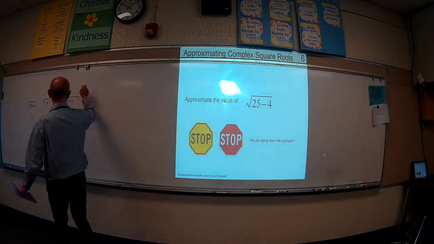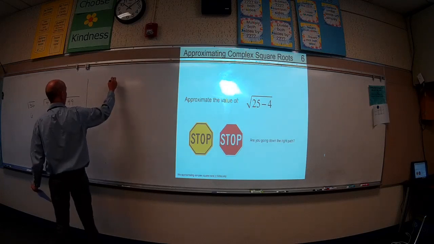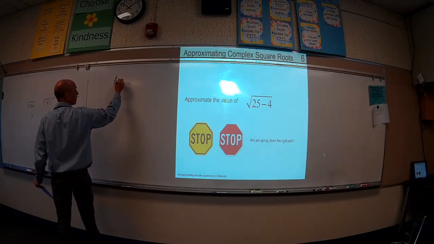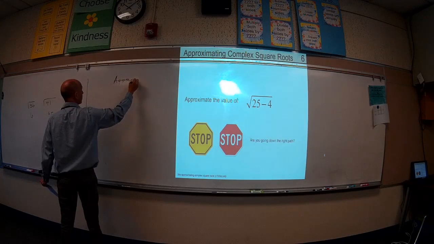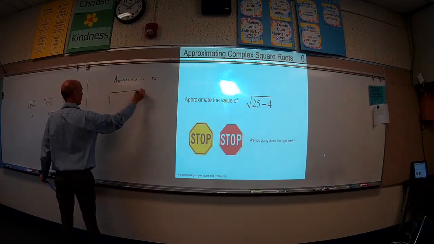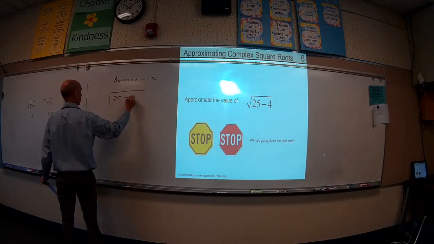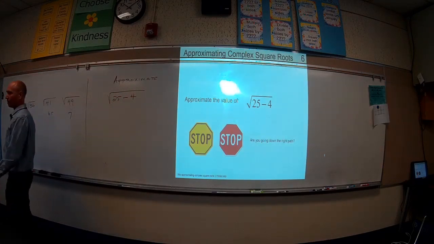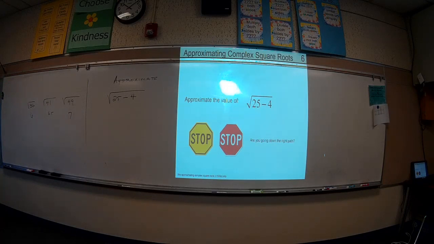But now, let's approximate. In your notes, I want you to write down the following. Approximate the square root of that. Talk to your neighbor, and you come up with a method that you think is going to work. Talk to your neighbors, and then give it a shot.